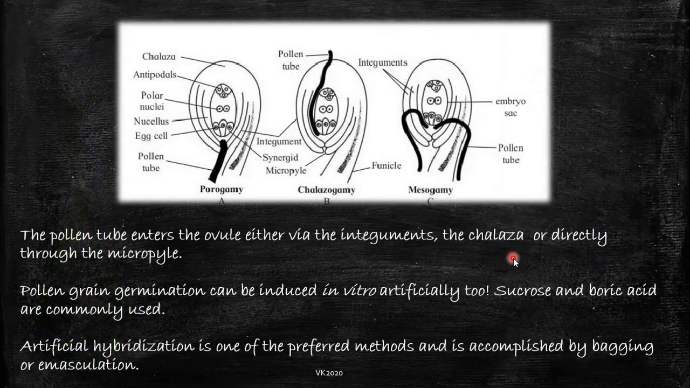Emasculation is the procedure where you cut off the androecium before the anthers mature so that the pollen grain cannot travel via vectors by pollination. And bagging is when, after the female flower has matured, you put a plastic bag around it, which will prevent a pollen grain from coming and attaching to the stigma.